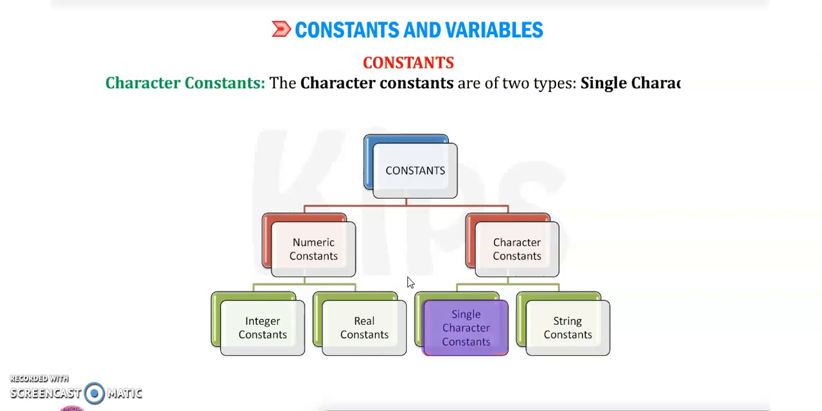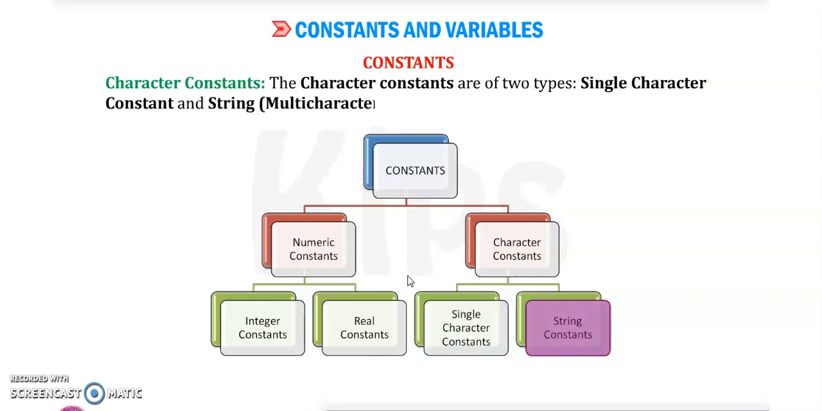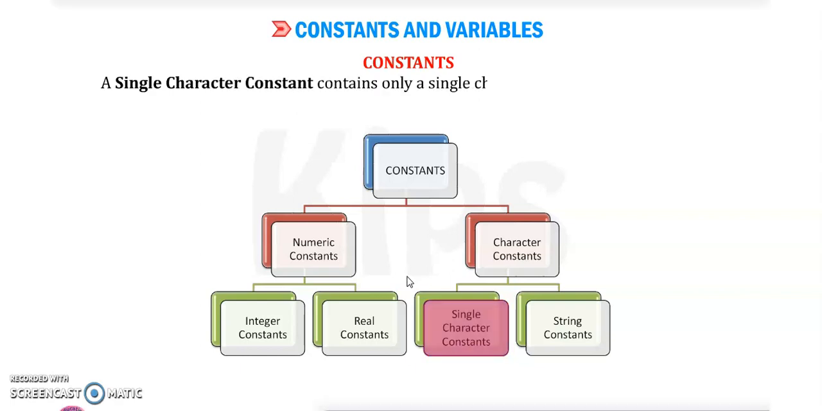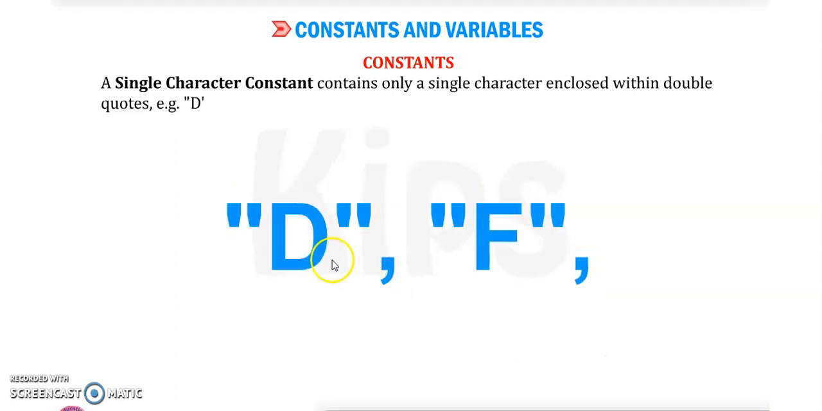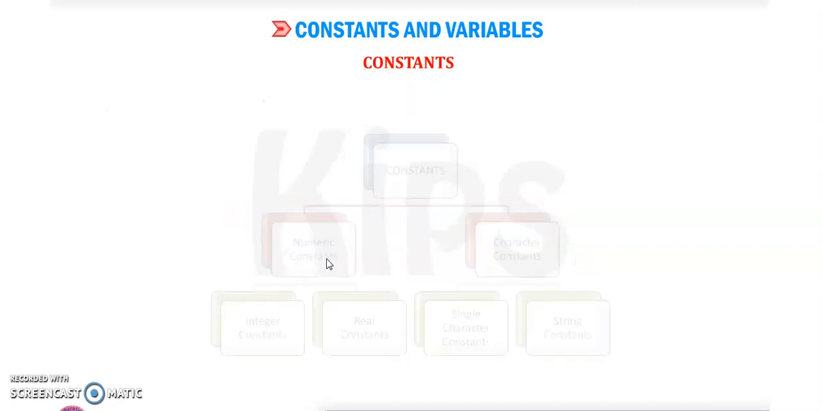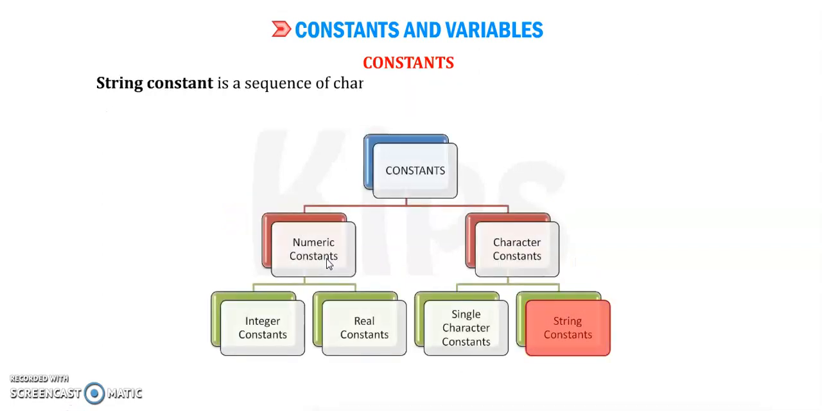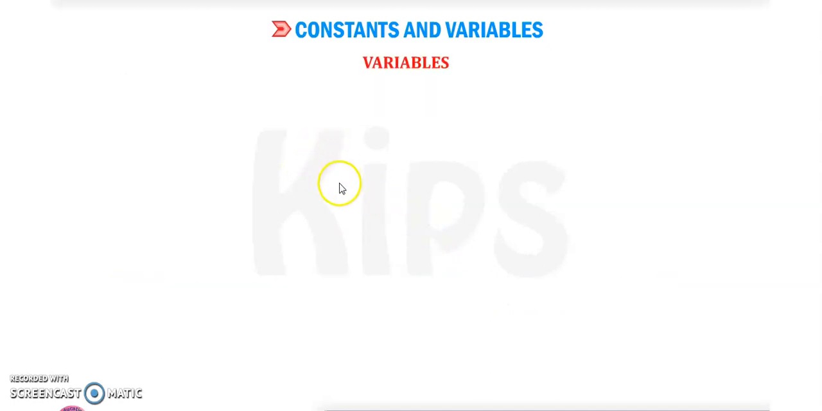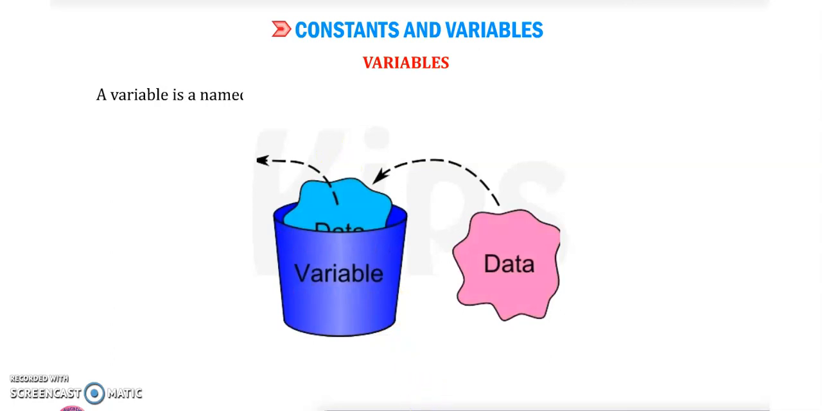Next are character constants. Character constants are of two types: single character constants and string, or multi-character, constants. Single character constants contain only a single character enclosed within double quotes. We can write like this: double quote, then a letter, etc. A string constant is a sequence of characters enclosed within double quotes, for example, "KIPS, welcome to basic programming". All the words in the sentence we have to write in double quotes.